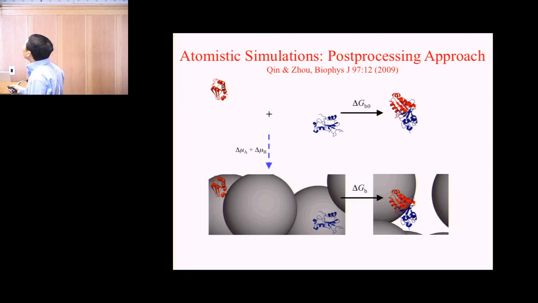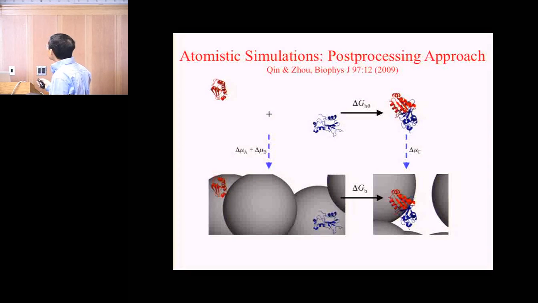Now in computation, we don't follow the horizontal path, but rather we follow the vertical path, which, as explained shortly, will avoid expensive calculations. So we simply take the unbound state and transfer it to the crowded solution and calculate the transfer free energy. And we do that for the bound complex as well. If we take the free energy difference of the two vertical paths, we would end up with the same free energy difference. We refer to this as post-processing because we simulate the unbound state and the bound state, and then post-process the simulations by transferring them to a crowded solution.